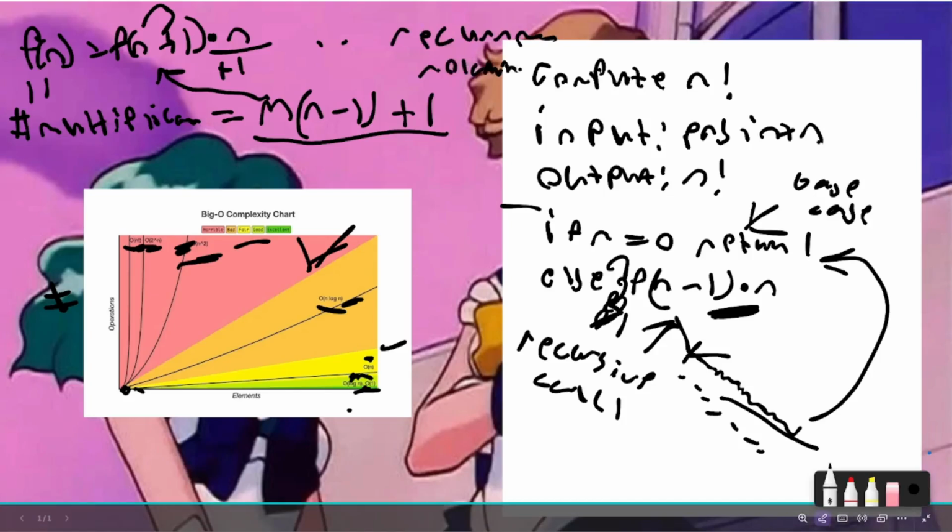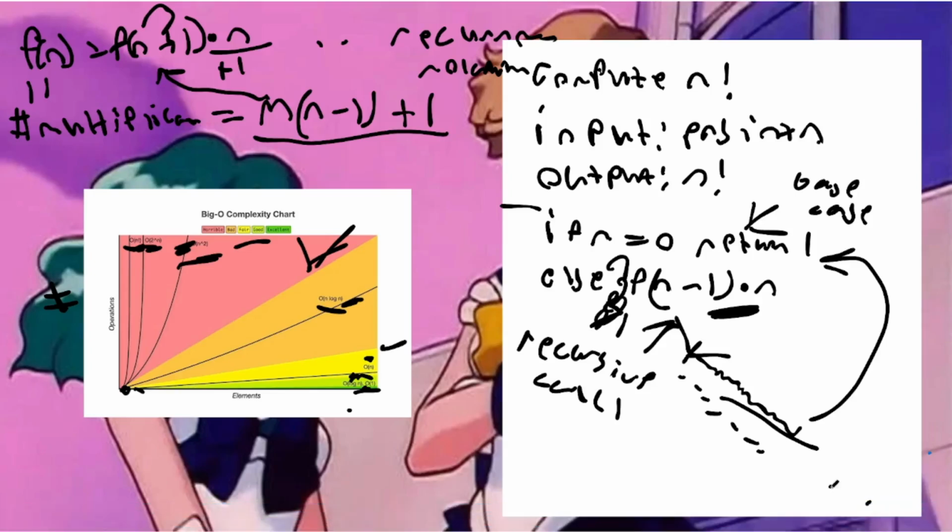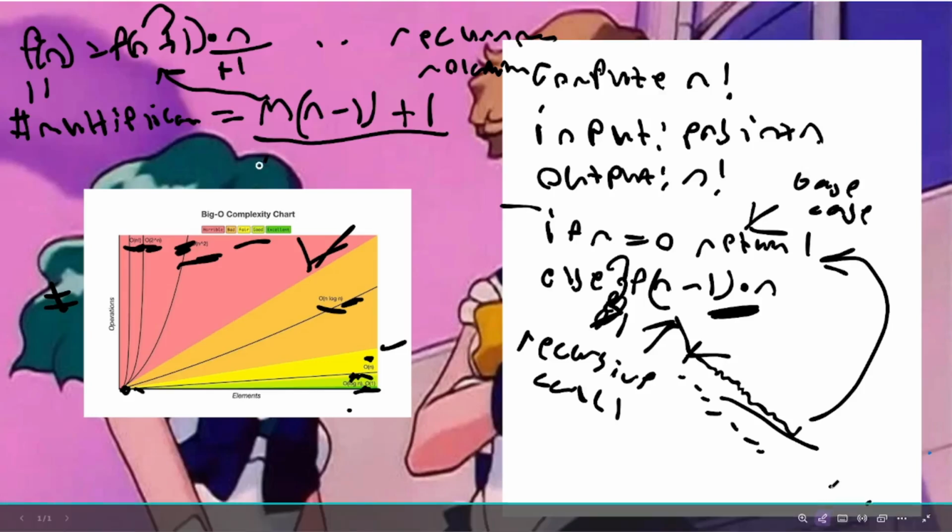So you want to find your recurrence relation when you're trying to solve the efficiency of a recursive algorithm. Now that we have that, we can model it to try to find a pattern, or trace it, I should say.